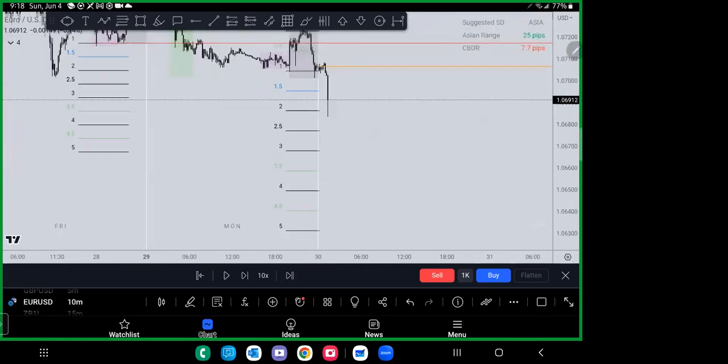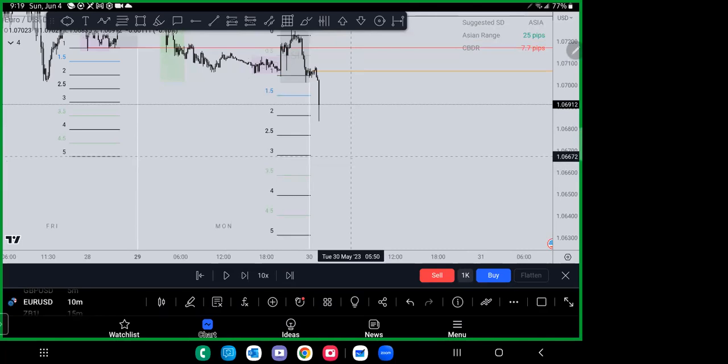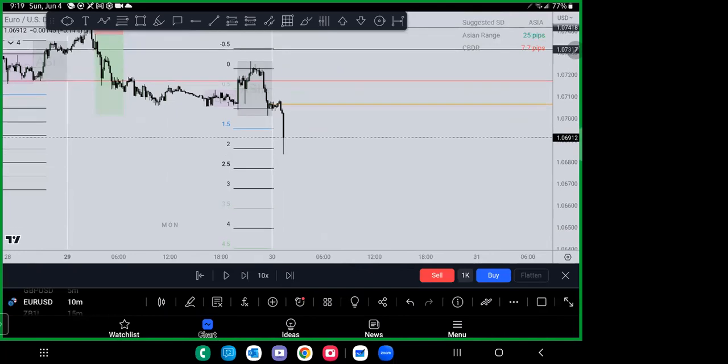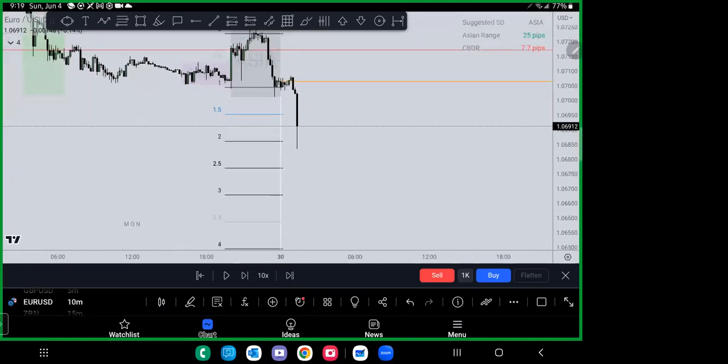But I would look across price and see if there's any type of array, which there is an order block or some type of fair value gap or something aligned with this. All right. So we're coming into the next day.